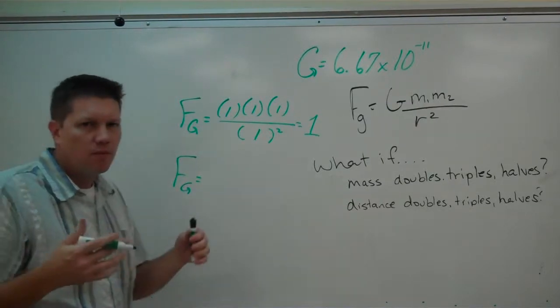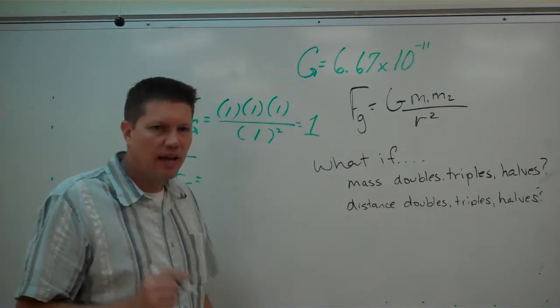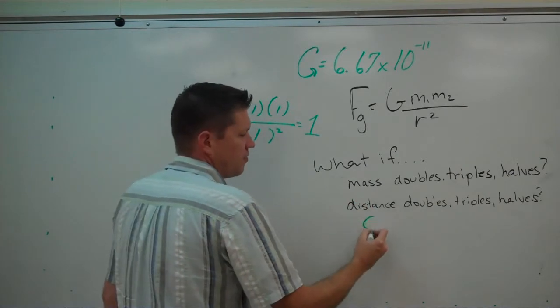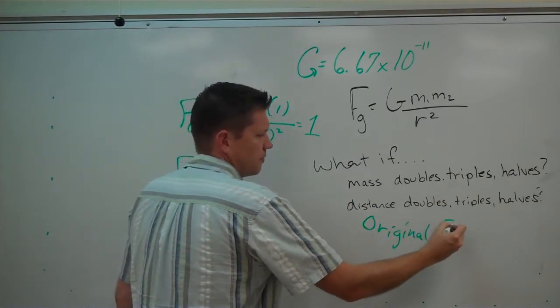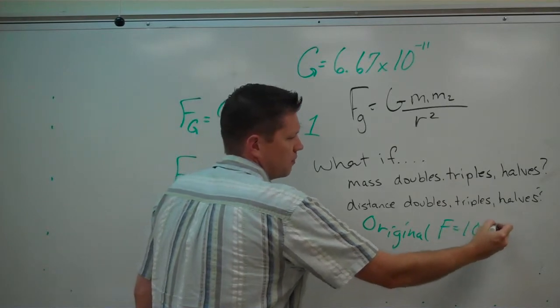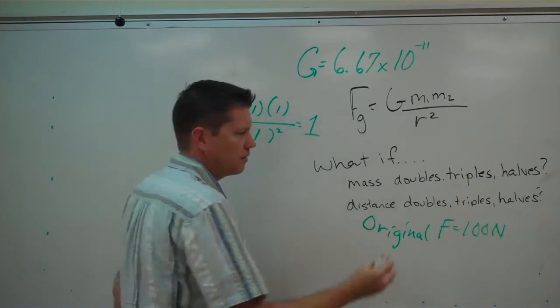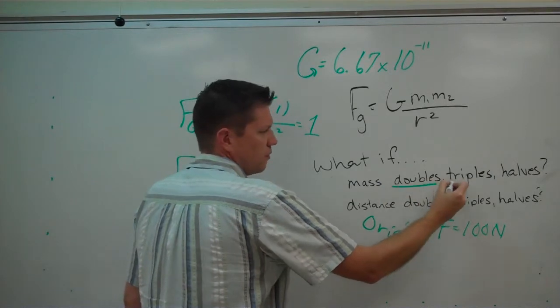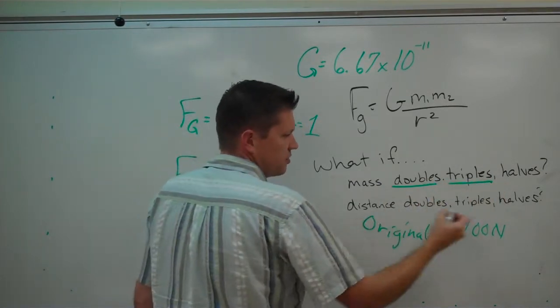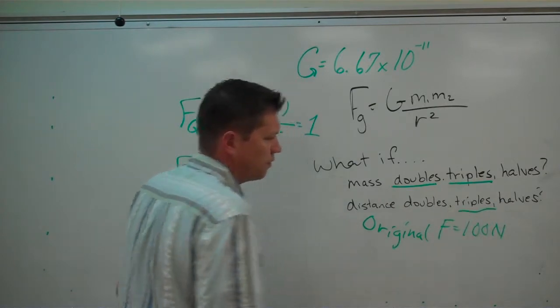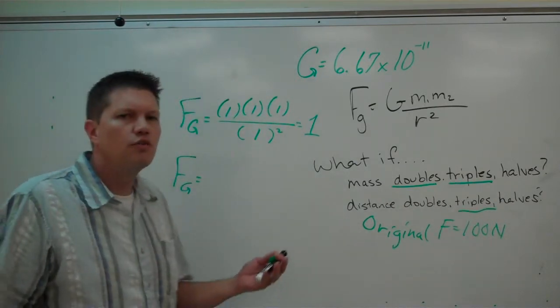So for the next problem set, let's look at what happens if we have an original force of 100 newtons between two objects, and then all of a sudden, one mass doubles, one mass triples. Don't worry about how this happens. And the distance between them tripled. What's going to be our new force?